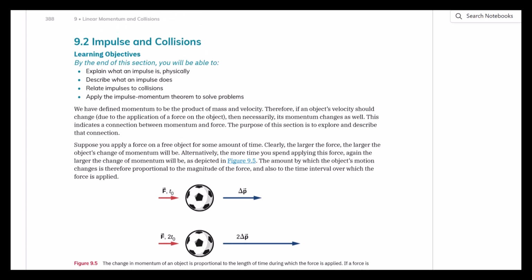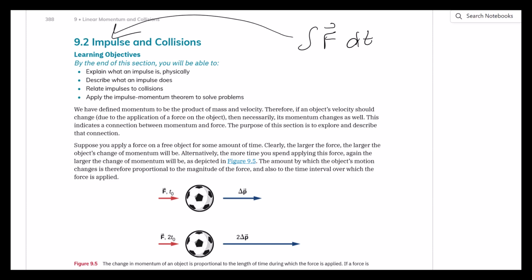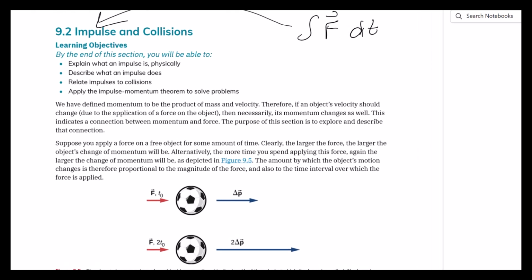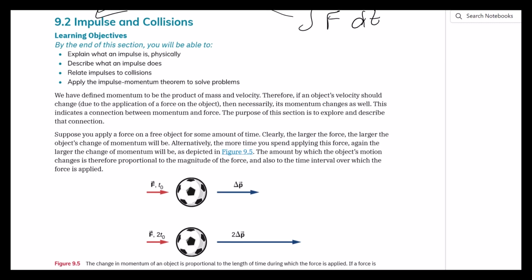Okay, so impulse and collision. So this is where that integral f dt comes from. Okay, that's the impulse that we were talking about. So this can be potentially weird. It just kind of depends on how far we're going to get into this, and I'm looking at this just like you. So we're going to see.